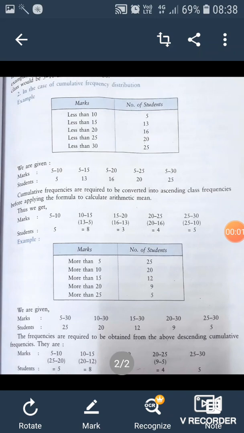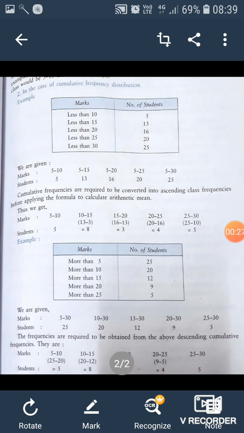Good morning, students. Today we are going to discuss the cumulative frequency distribution, given in two cases here. Less than 10, 15, 20 are the marks given. The number of students given are 5, 13, 16, 20 and 25. So we need to convert it into class intervals. How will we do that?